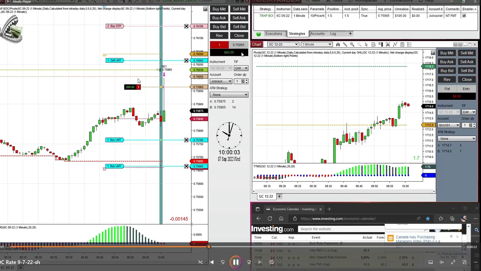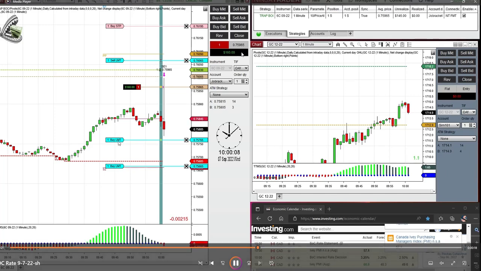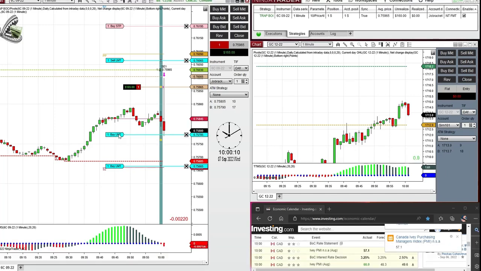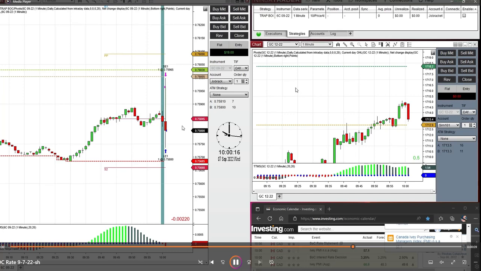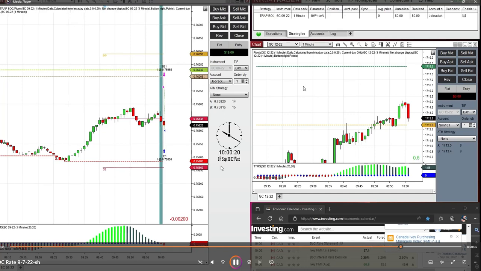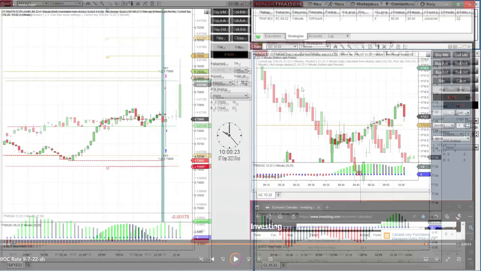It doesn't have to fill both orders. As long as it fills one, you're still going to expect a reversal. And I'll explain something about what you can do if it only fills one. So that trade worked very nicely. And let's look at another one.